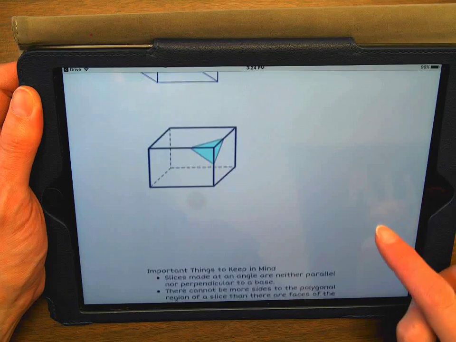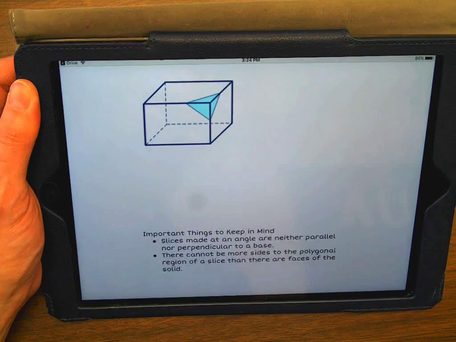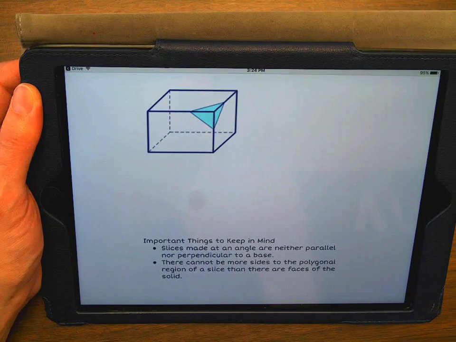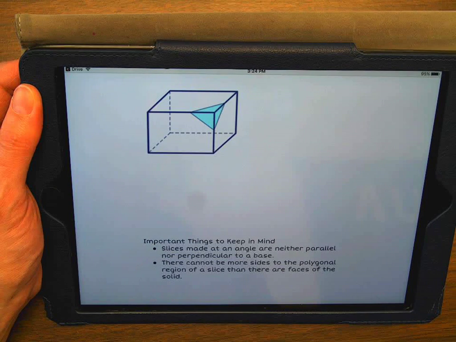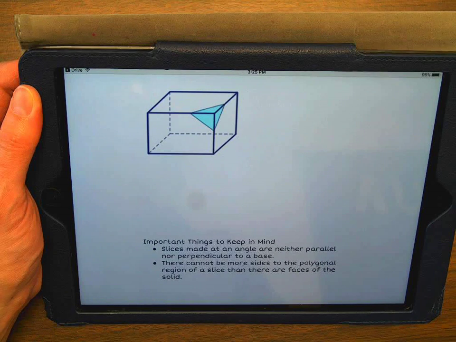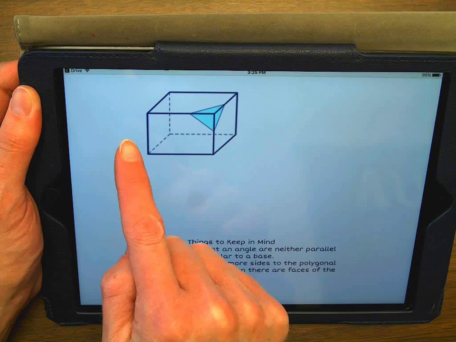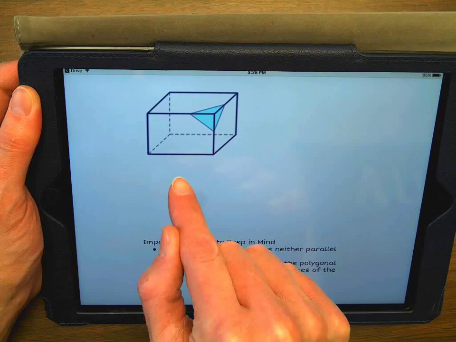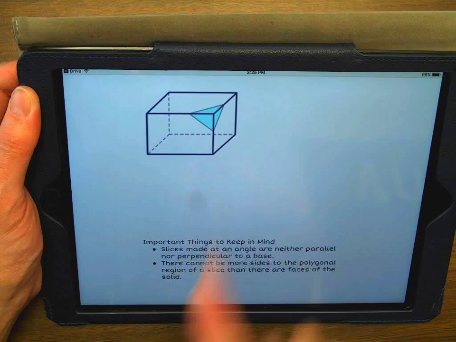Okay. And so our whole focus of our lesson is you need to keep these things in mind. Slices made at an angle are neither parallel nor perpendicular to the base. And the other thing you have to keep in mind is there cannot be more sides to the polygonal region of a slice than there are faces of a solid. So let's count the faces on the solid. There's the front and the back, that's 2. The right side and left side, that's 3, 4. The top and the bottom, that's 5, 6. So this rectangular prism has 6 faces.